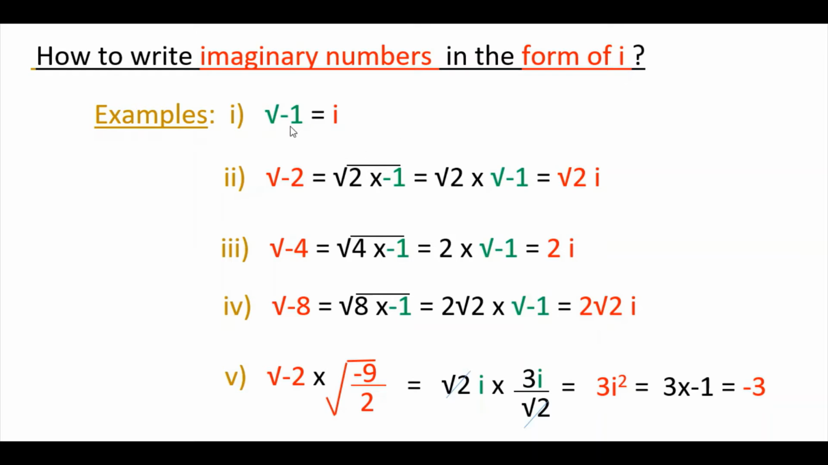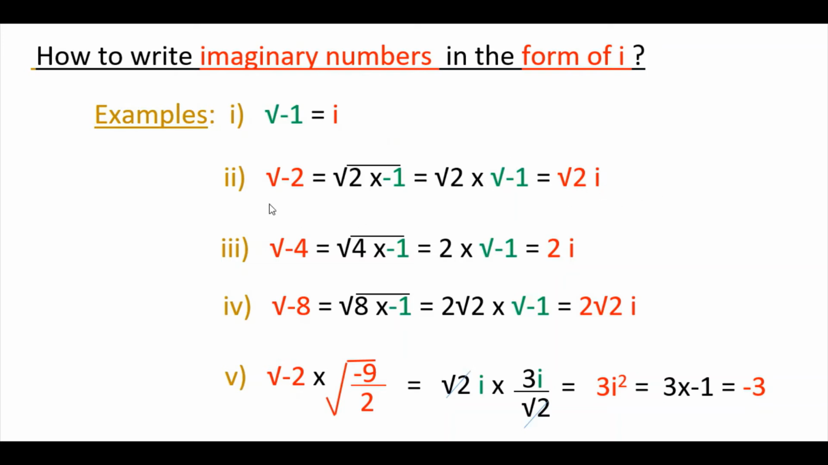So the first example is root minus 1, we can write as i, and root minus 2 is equal to root 2 into minus 1. Minus 2 you can write as 2 into minus 1. Split this like this, and that is equal to root 2 into root minus 1, because root of AB is root A into root B. That is equal to root 2 into, here root minus 1 is i.